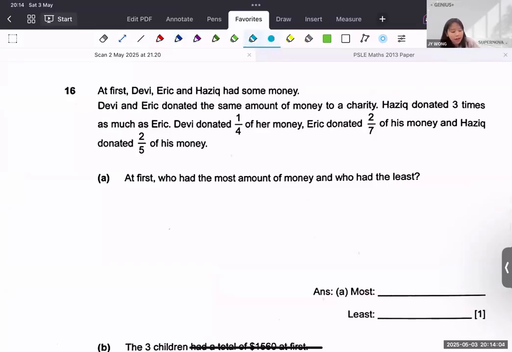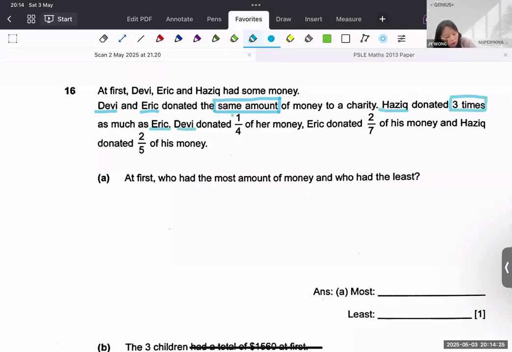At first, Devi, Eric, and Haziq had some money. Devi and Eric donated the same amount of money to charity. Same. Devi and Eric, don't read the wrong person's name. Okay, then Haziq donated 3 times as much as Eric.